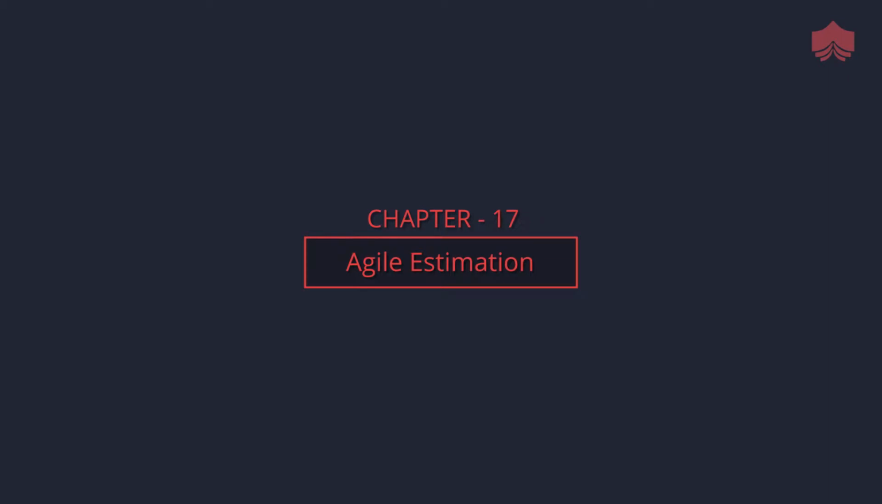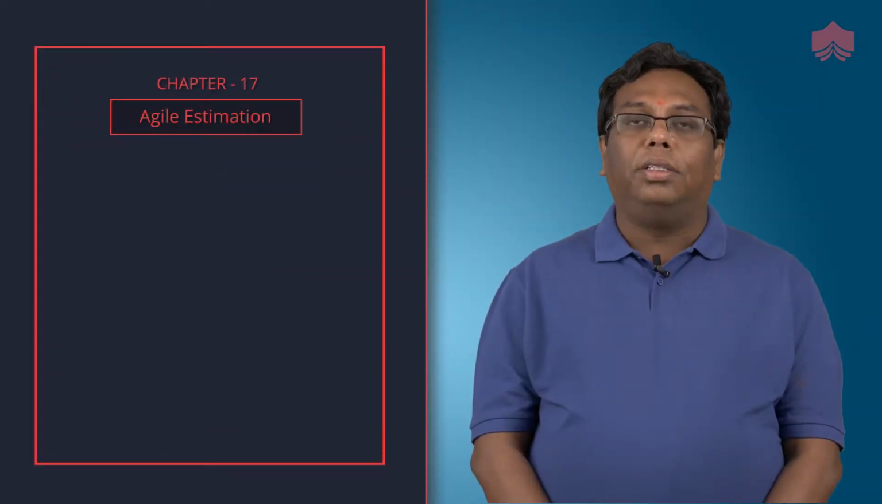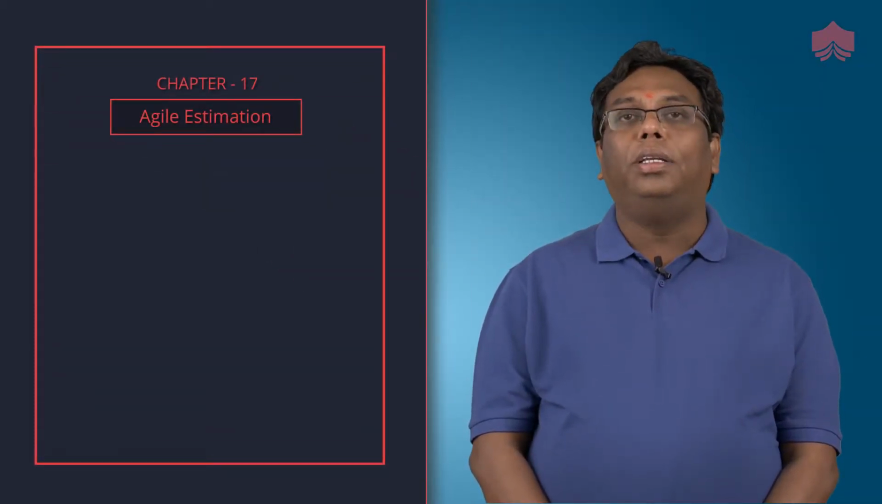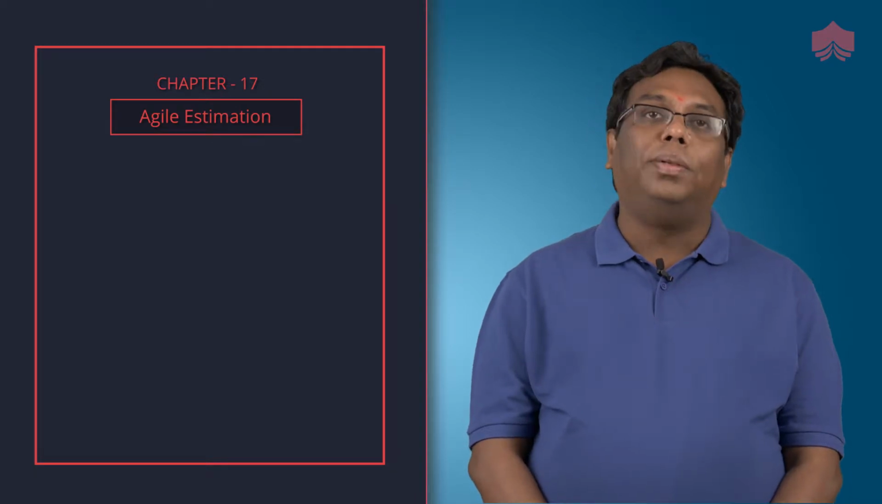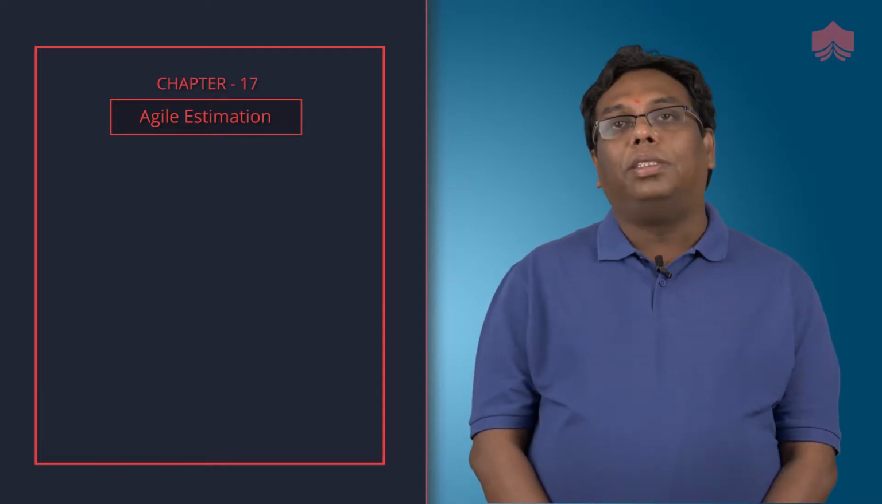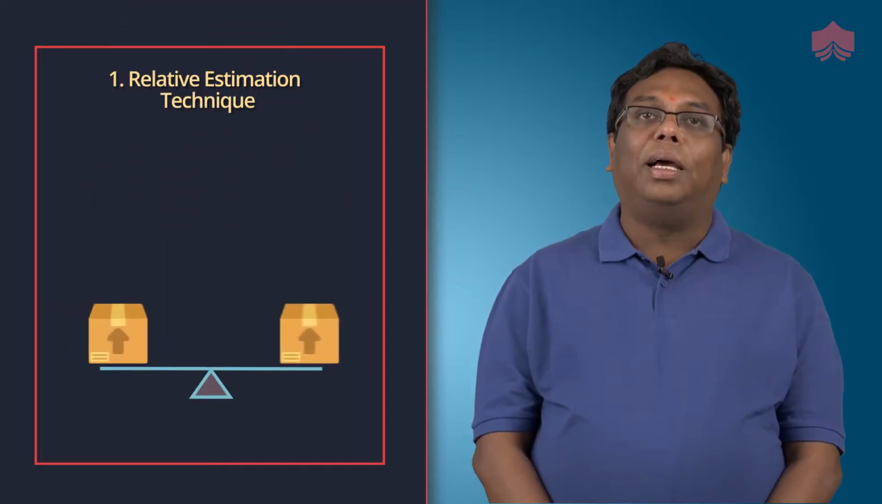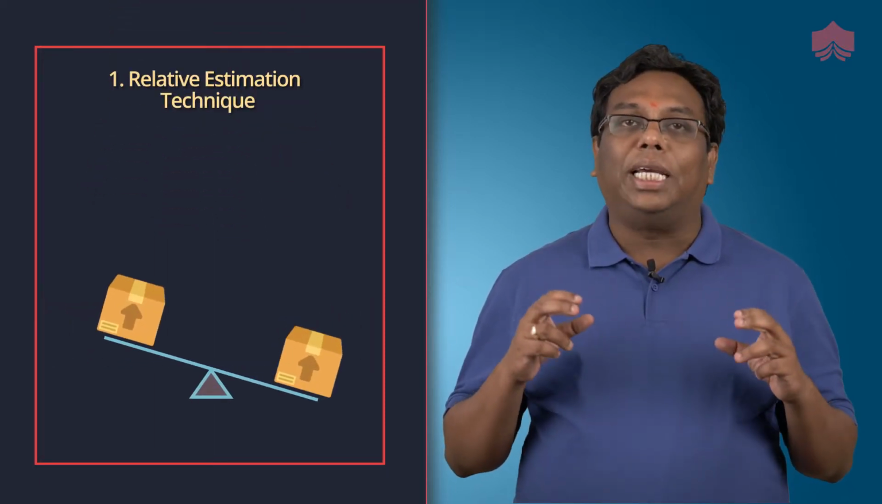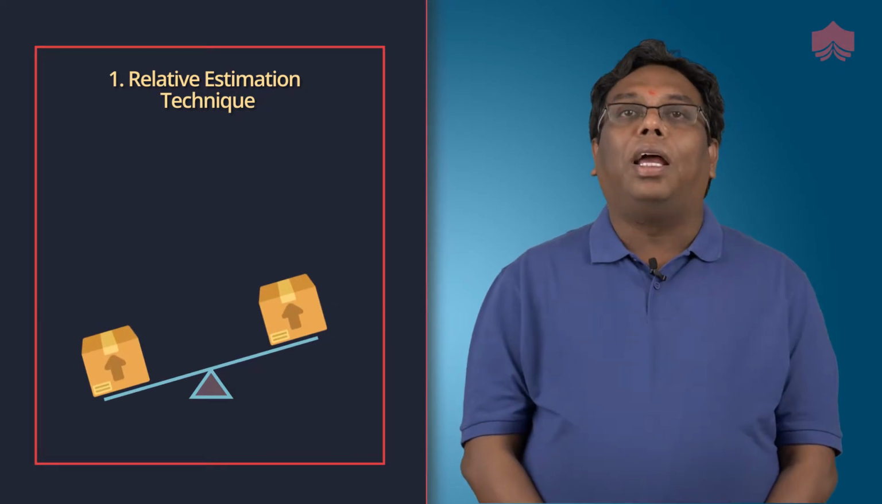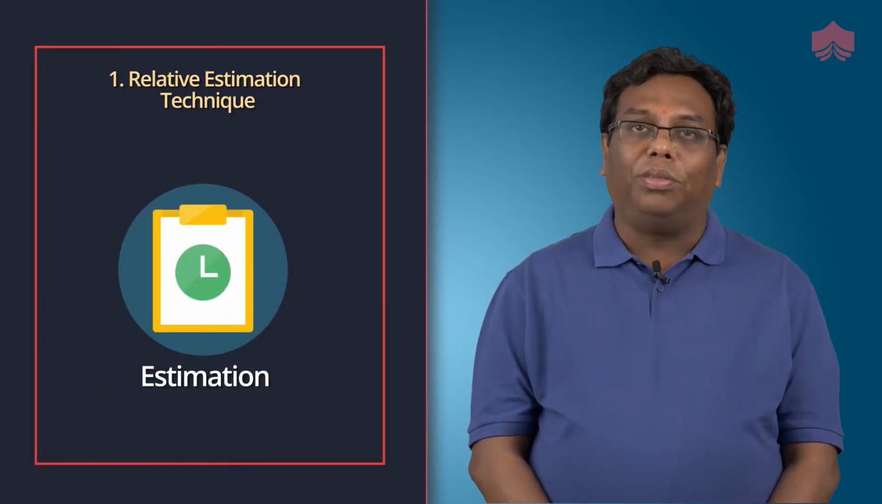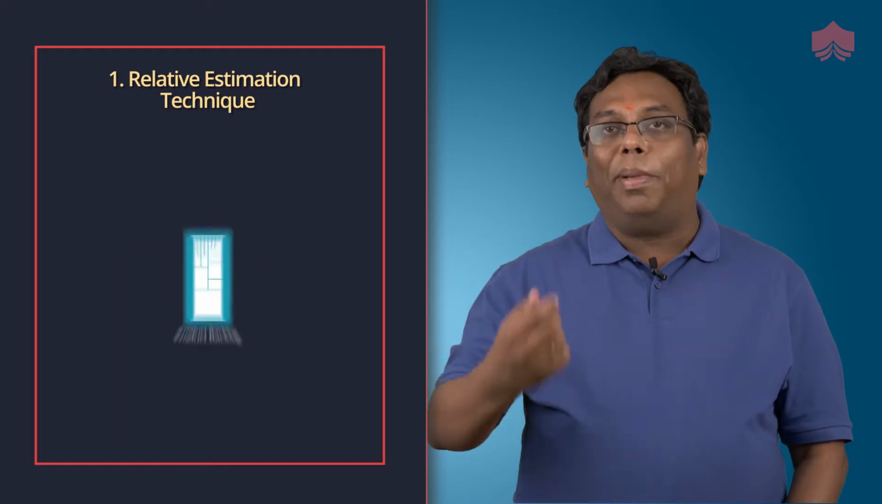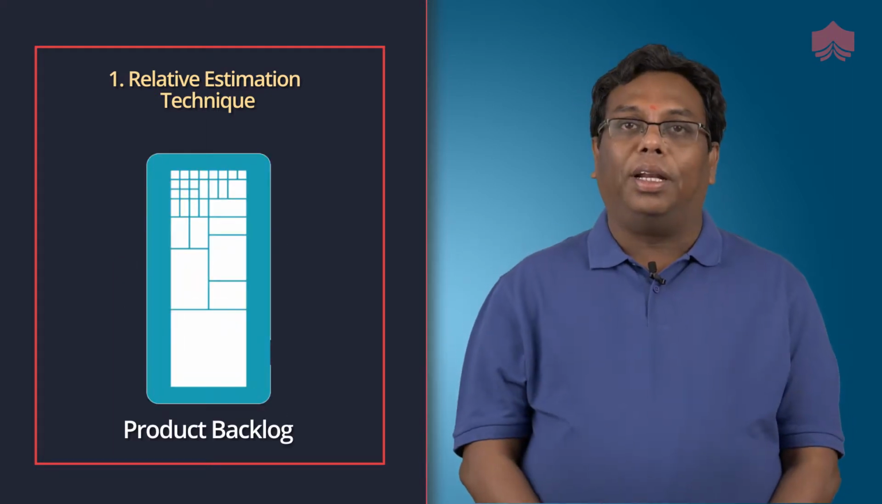Welcome back. In this video, we are going to talk about how estimations are done for Agile projects. In Agile, the most widely used technique for doing estimations is what we call a relative estimation technique, where we compare two items against each other and arrive at what the estimation of the product backlog item you are estimating should be.